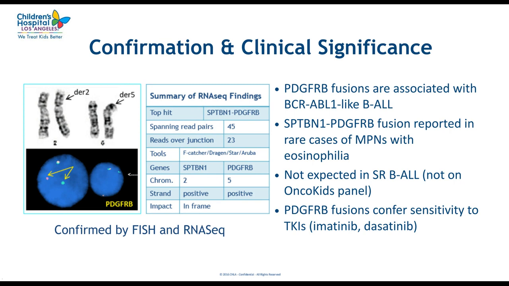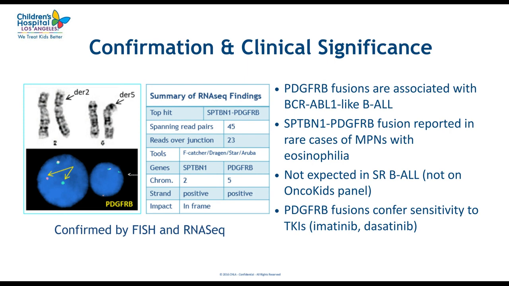We didn't think of this particular fusion when we saw the karyotype findings because a fusion with this particular partner, SPTBN1, has not been seen in BLL before. It has been described only in a few cases of another hematologic malignancy, myeloproliferative neoplasm with eosinophilia and PDGFRB rearrangements. This is a different disease, so we did not expect this fusion in pediatric BLL. That also explains why this fusion was not part of our design for our OncoKids NGS panel.